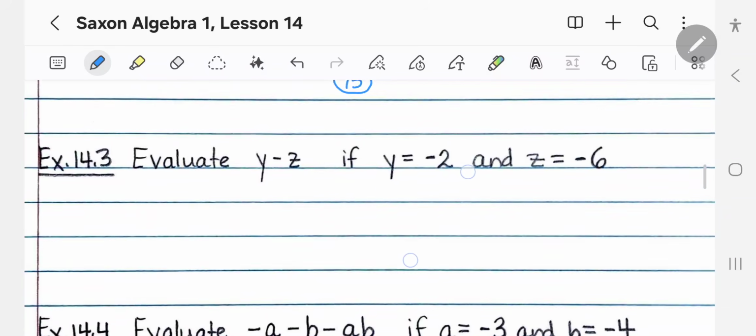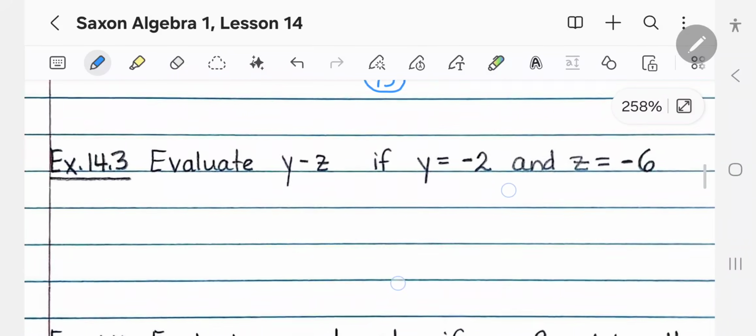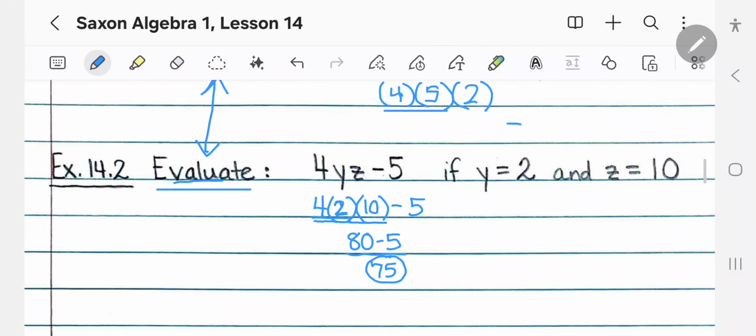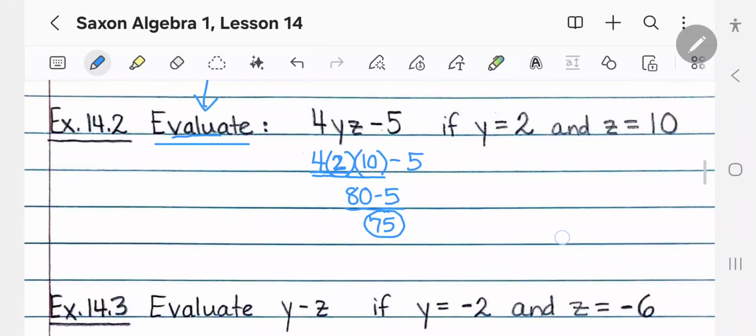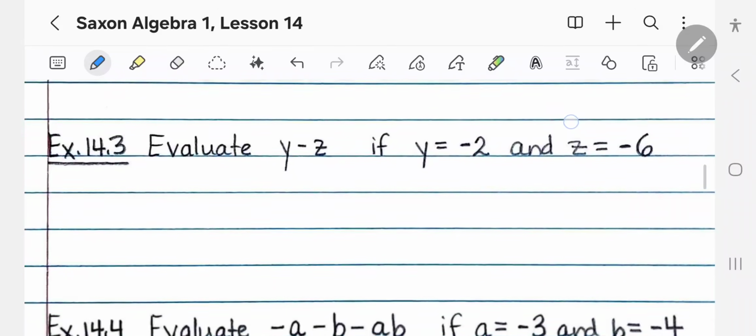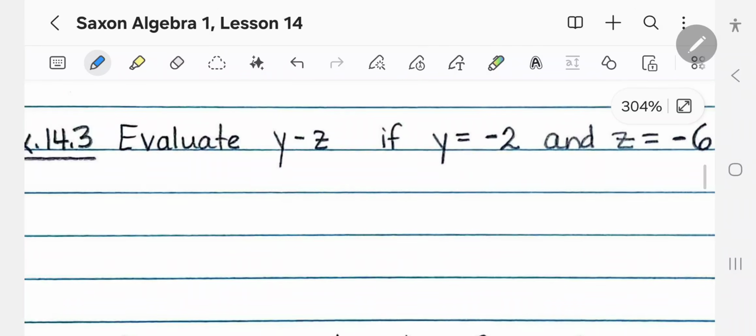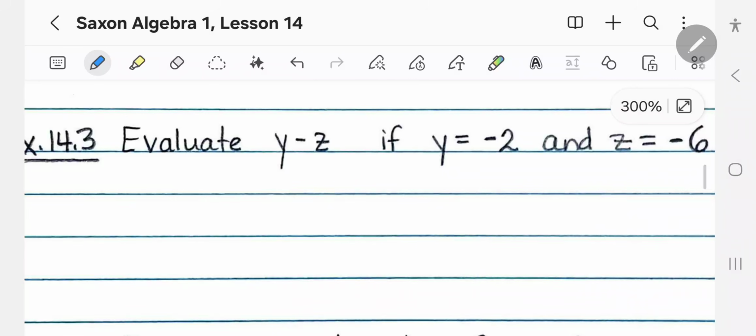14.3. Evaluate y minus z. So see, we have some of the same variables, but in this problem, y's value has changed and z's value has changed. But throughout the problem, it's going to be these values. So I have y, which is -2, and then I have minus, and then a z, which is a -6.